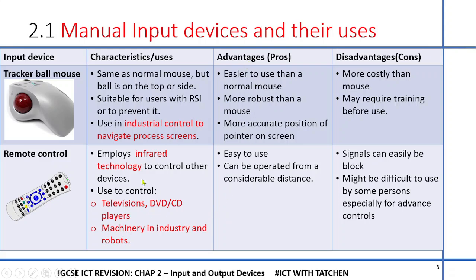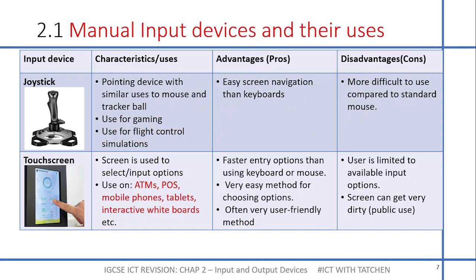Now, an advantage of the remote control is that it is easy to use. They can be operated from a considerable distance. Disadvantages, signals can easily be blocked, yes. Might be difficult to use by some persons, especially for advanced control. That's true. So it's a disadvantage.